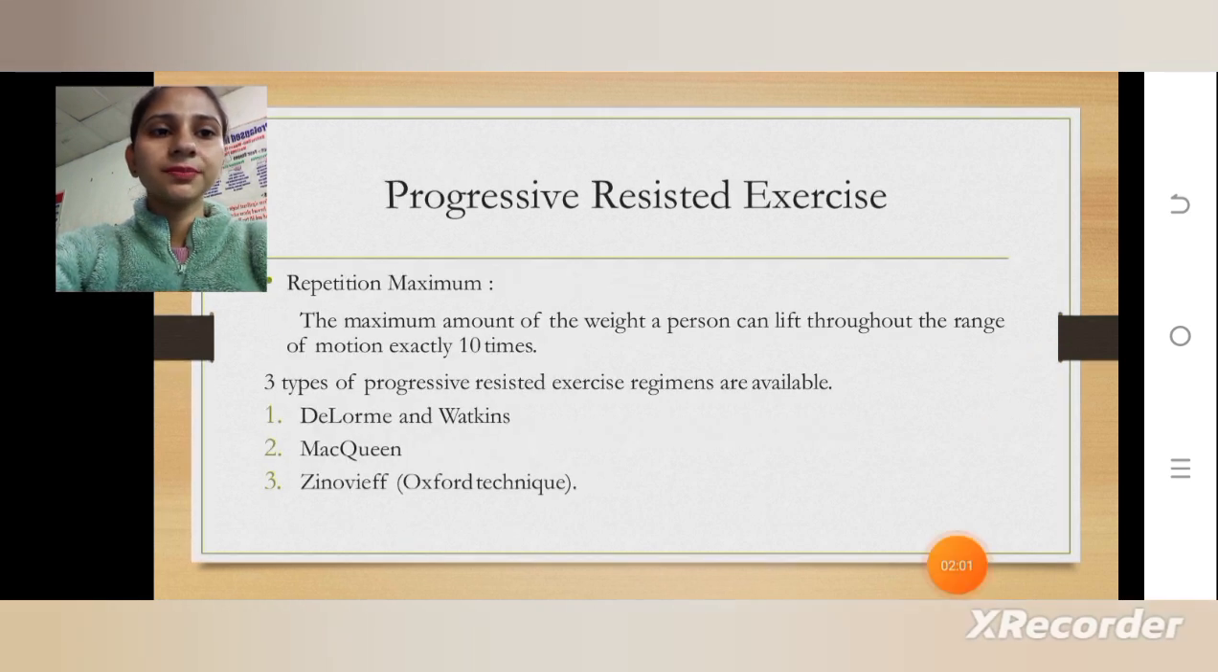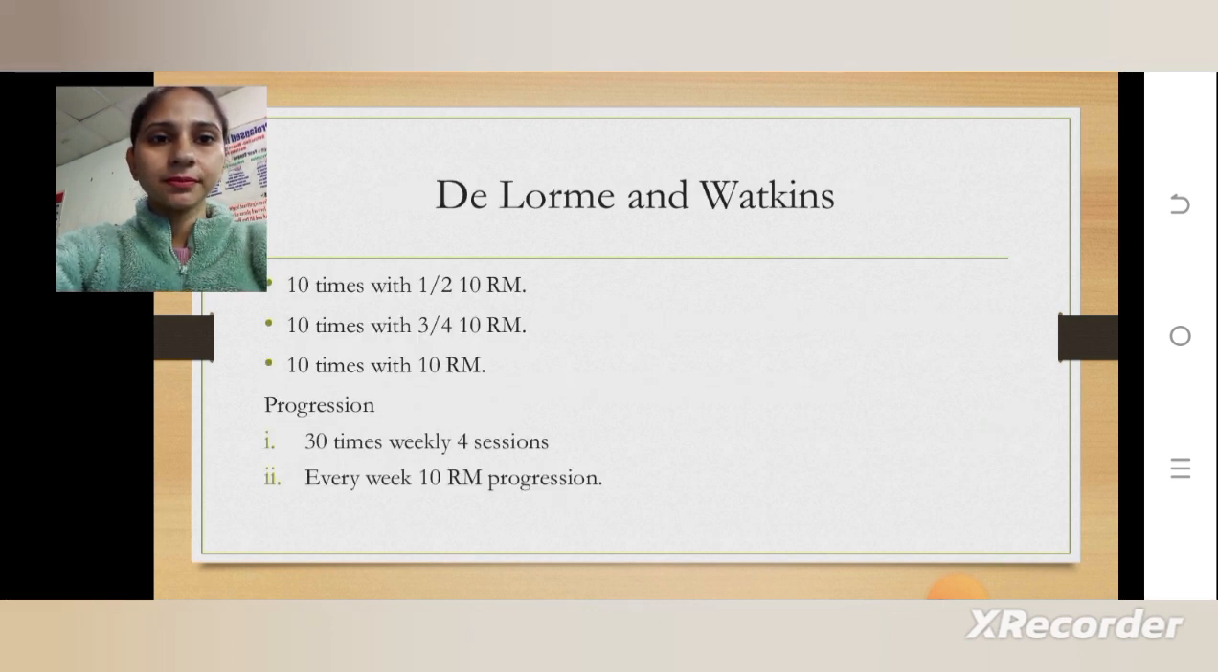The next is progressive resisted exercise. In progressive resisted exercise, repetition maximum is the maximum amount of weight a person can lift throughout the range of motion exactly 10 times. Three types of progressive resisted exercise regimes are available: DeLorme and Watkins, McQueen, and the Oxford technique.